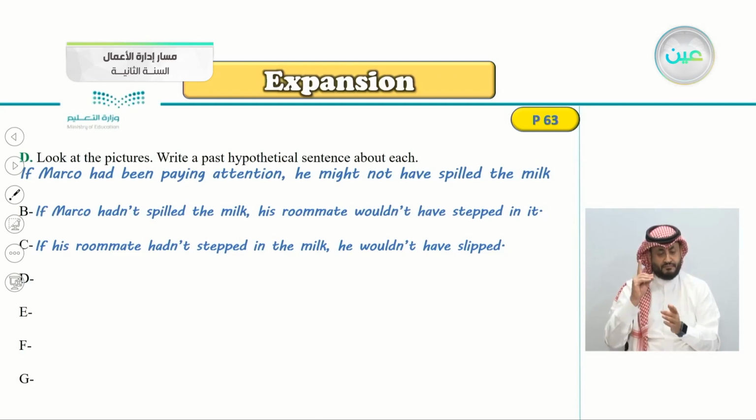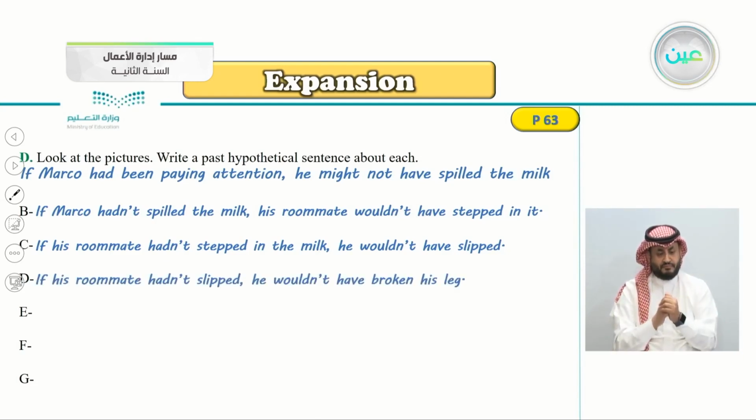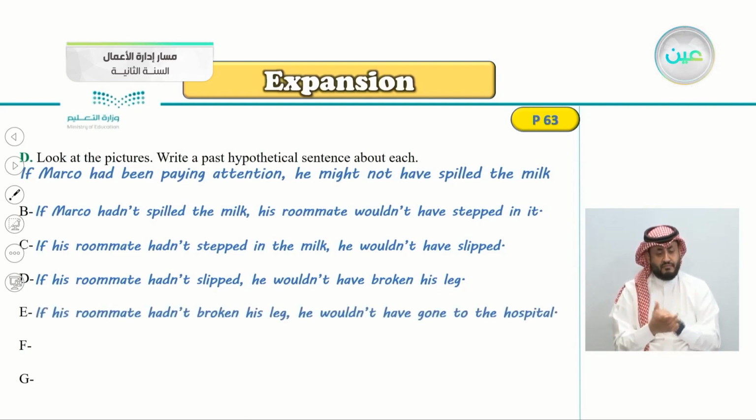Next picture. Okay, very good. If his roommate hadn't slipped, he wouldn't have broken his leg. And you can notice the picture that he has broke his leg. Next picture, same way. Very good. If his roommate hadn't broken his leg, he wouldn't have gone to the hospital. You can see in the picture that now he is in the hospital because he broke his leg, because he slipped on the milk that Marco spilled.